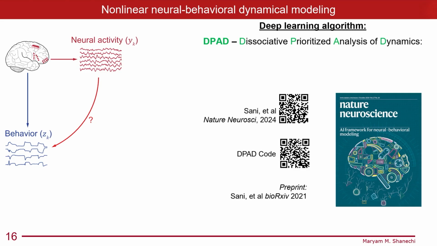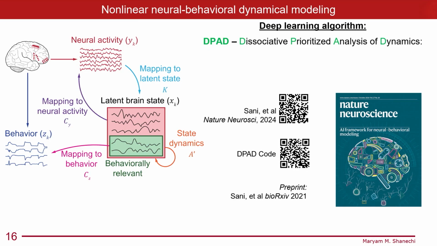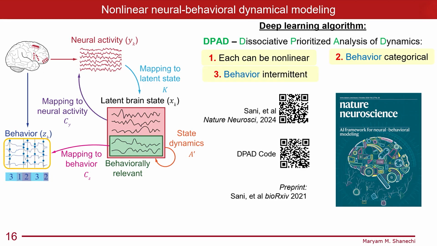or DPAD. And essentially what we do in DPAD is to write this relationship between neural activity and behavior in terms of 4 interpretable mappings: the mapping from neural activity to latent states, the dynamics of those states, and then the mapping back to behavior and to neural activity. Now, to make this nonlinear, we allow each of these mappings to be a feed-forward neural network. We allow for categorical behaviors as well as intermittently observed behaviors by changing the loss functions. And we also allow for a naturalistic data set, so we don't really require a trial structure.